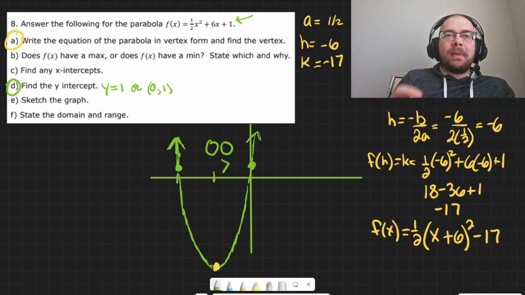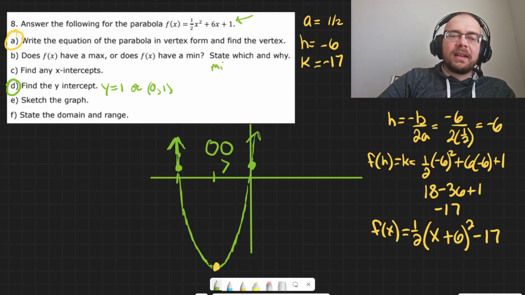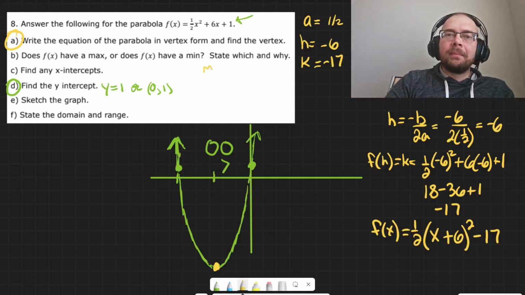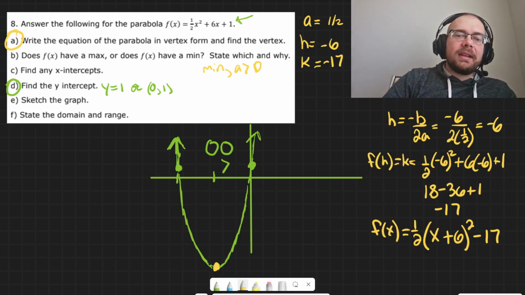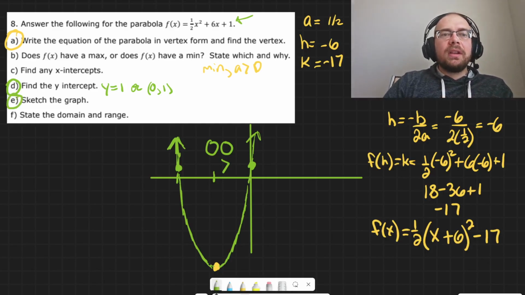Does it have a max or a min? State which and why. So we would say min, because, and actually I want to put this in yellow because that's to do with the vertex. So it would have a minimum because A is positive. All right. Sketch the graph. We already kind of did that. So sketch the graph. State the domain and range.